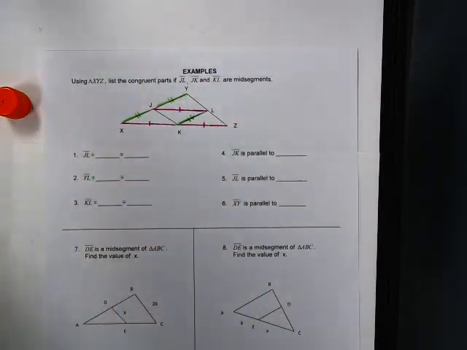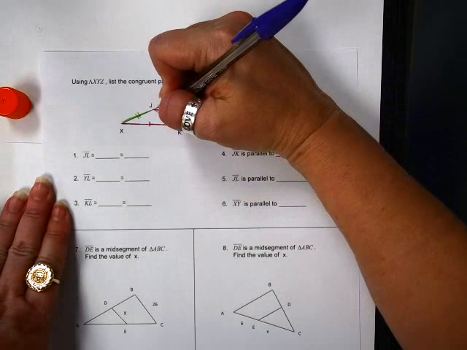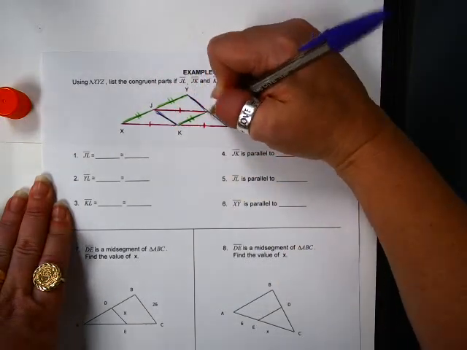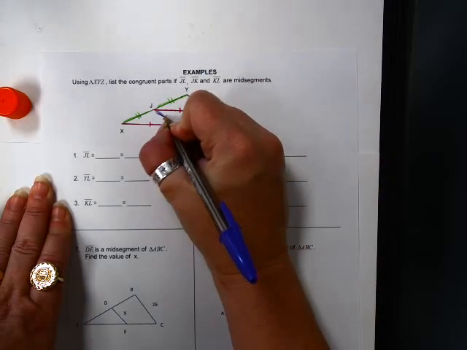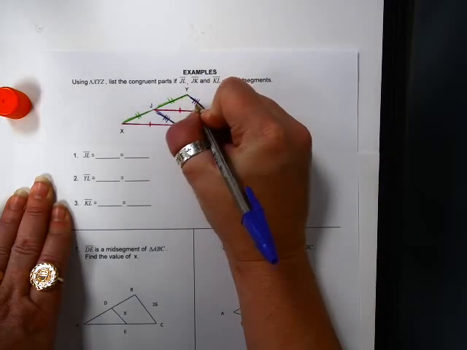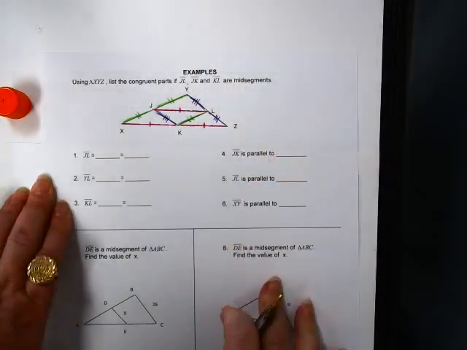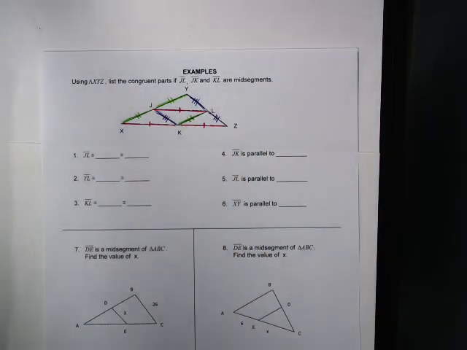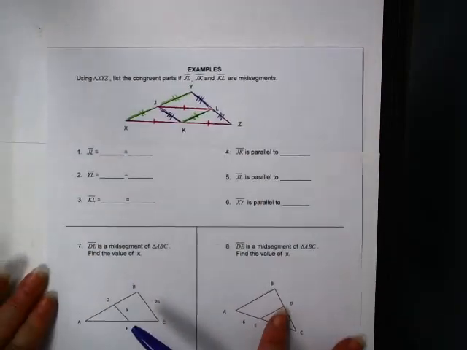Then I'm going to pick a different color. This one here is going to be congruent to this segment and this segment. So I'm going to put 3. 1, 2, 3, 1, 2, 3, and 1, 2, 3. Okay, now that I have my diagram marked, it is going to help me fill in this information here.